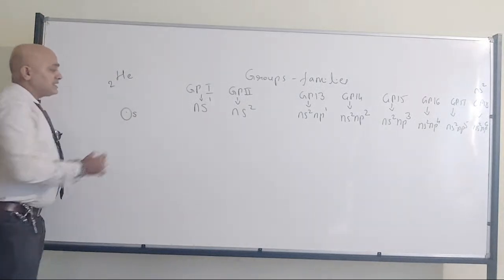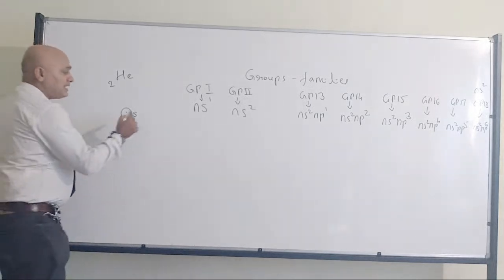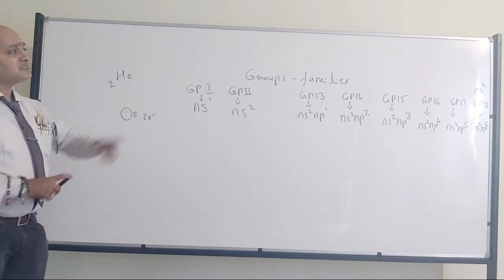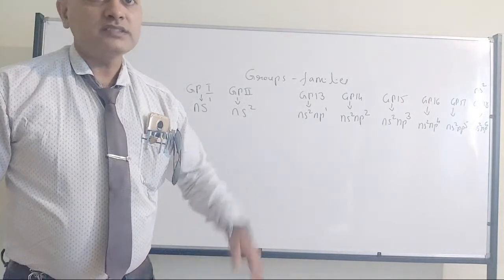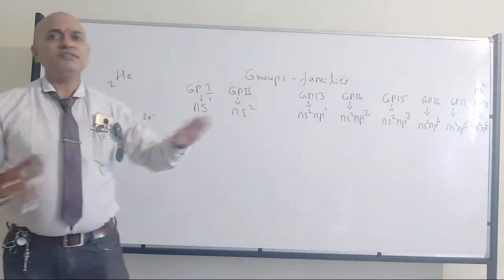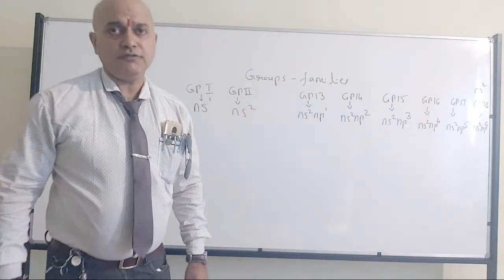So which subshell is present? Only the s subshell is present. So how many electrons can it accommodate? Maximum 2. So that's what it has done. It has accommodated 2 electrons. Done. There is no other empty orbital. Nothing is left over. Everything is completely filled. So it will be very, very less reactive.